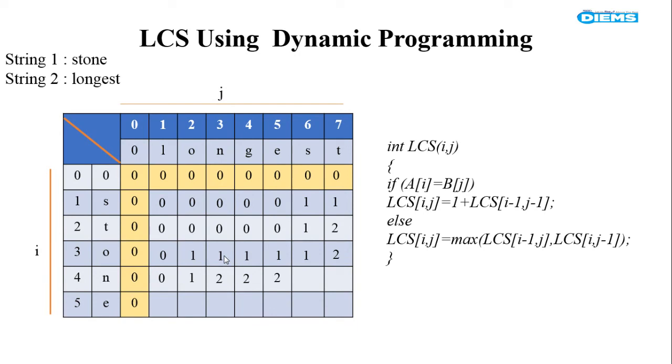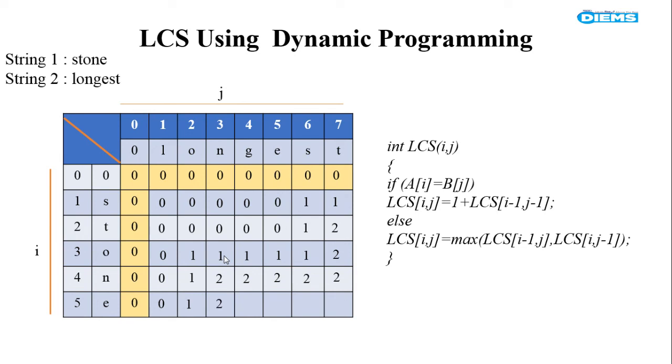Then N with E, forward direction, 2 and 1. The maximum value is 2. And S, 2 and 1. What is the maximum value? 2. N with, sorry, N with T. So diagonally, forward direction, 2 and 2. What is the maximum value? It will be 2 only. Right. Then the last, E. E with L, it will be 0. E with O. Now see, forward direction, you have to choose the maximum value between 0 and 1. It is 1. Then E and N, maximum value between 1 and 2. It is 2. Then you will go for E with G.